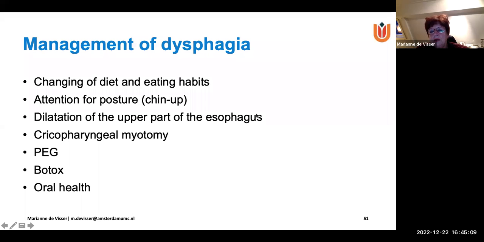Sometimes in IBM patients, because of the hypertrophy of the musculus cricopharyngeus, dilatation of the upper part of the esophagus is being done, or a myotomy, or a PEG. And in all the patients who present with dysphagia, oral health is crucial.